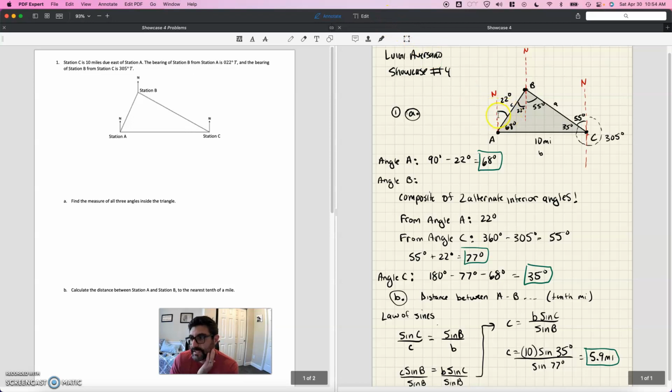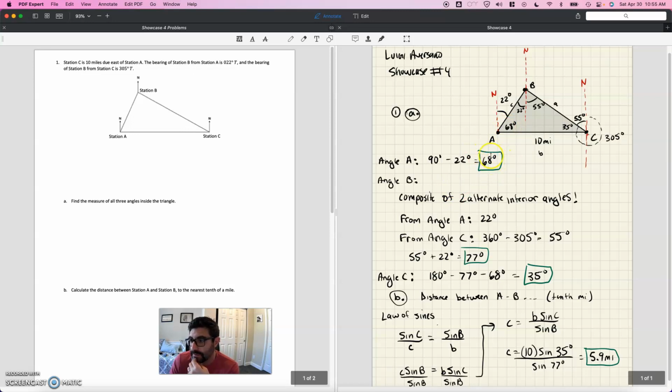The first thing I did was find angle A. We're given that the bearing of Station B from A is 22 degrees. Since it's true bearing, we go from north 22 degrees, and that gets us to Station B. So from north back to A and then to C, that's a right angle, and we know that because Station C is due east of Station A. So the total angle has to be 90. 90 degrees minus 22 degrees gets us 68 degrees for angle A.